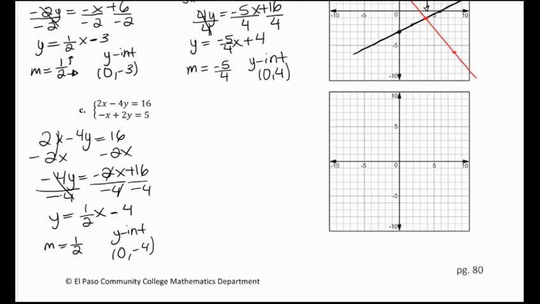Let's go ahead and graph our y-intercept. So 0, comma, negative 4. And then we count 1 up and 2 to the right, 1 up and 2 to the right, 1 up and 2 to the right. Let's connect the points to create our line.